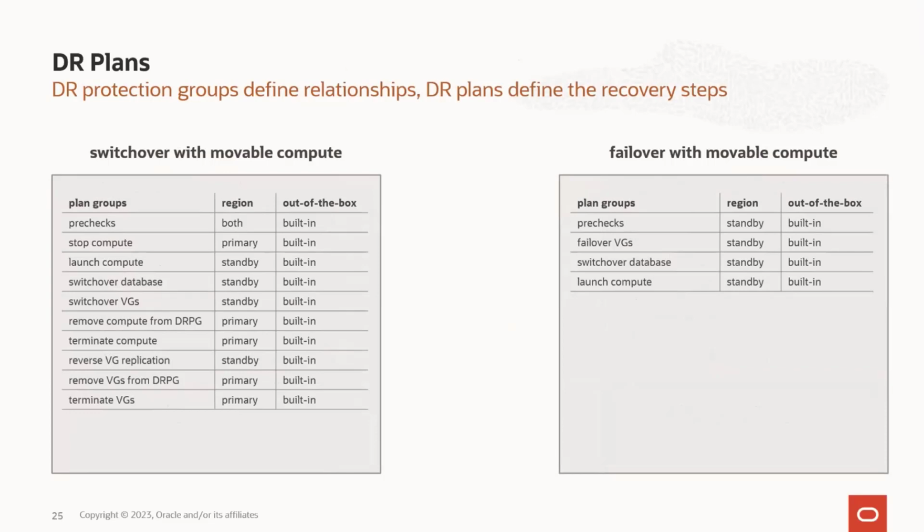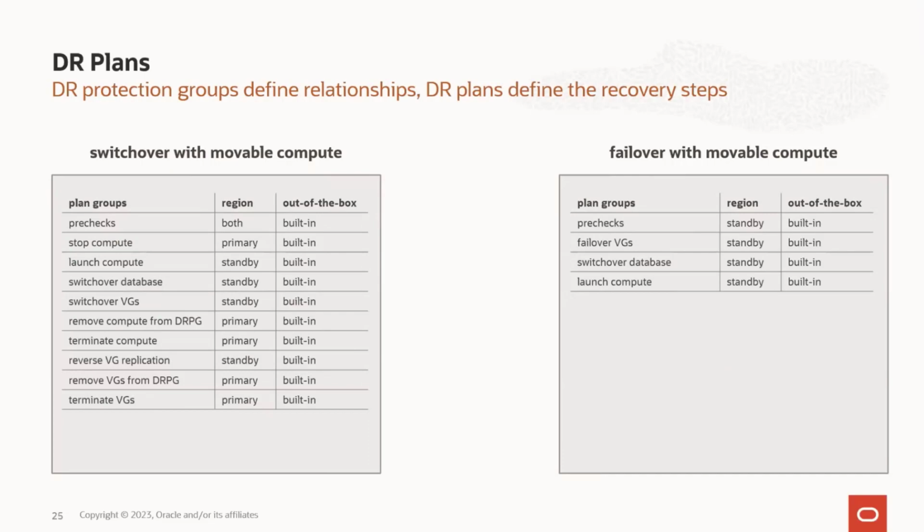So pre-checks, well, notice two things about these two plans. These are for movable compute, a plan with movable compute. I use this as an example because it has more things in it. It's more interesting than a non-movable compute. And we're going to look at a non-movable compute here in a moment. So, switchover with movable compute. Notice the difference with these two things.